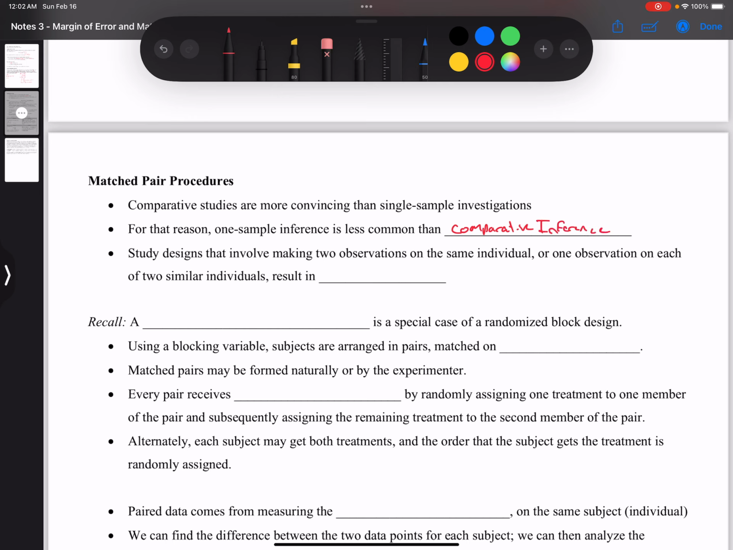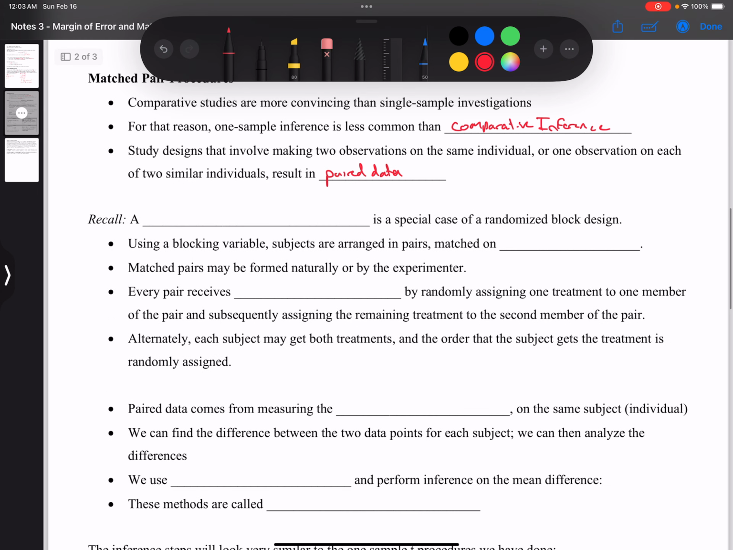Okay, we're comparing maybe two almost identical individuals, and one gets one treatment and the other gets the other treatment, or it's the same individual getting both treatments to see which one does better. Okay, so these study designs will result in what we call paired data. Okay, all right. So now let's do a quick review about matched pair.